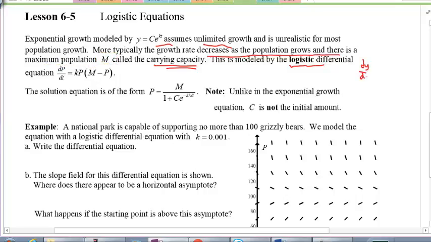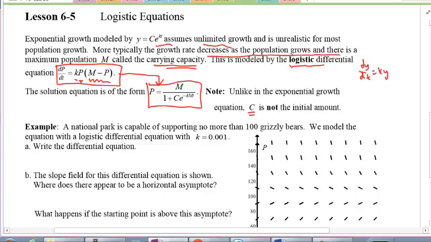Remember, the exponential was just dy/dt equals ky, right? It's a constant multiplied by the y value. Here now we've got the k times P. Of course, P is the population, but now there's a limiting factor of this M minus P. Now, the solution to this differential equation is really just this. So you go from there to there. But unlike the exponential growth equation, C is actually not the initial amount. So be careful about that.